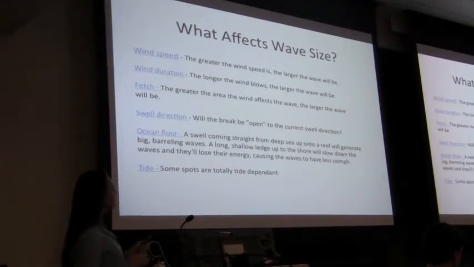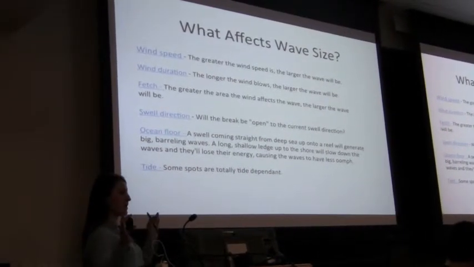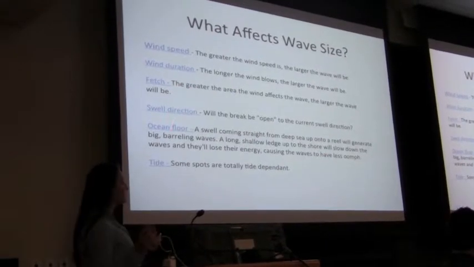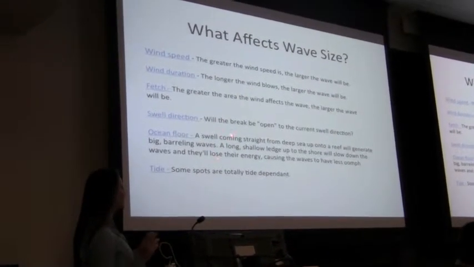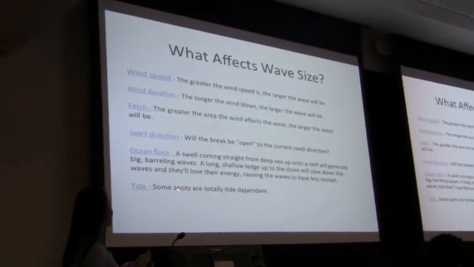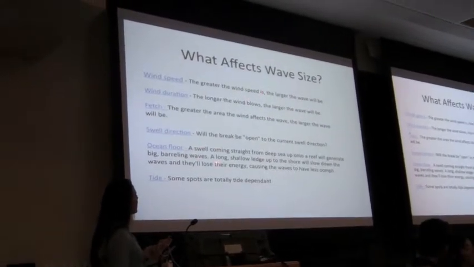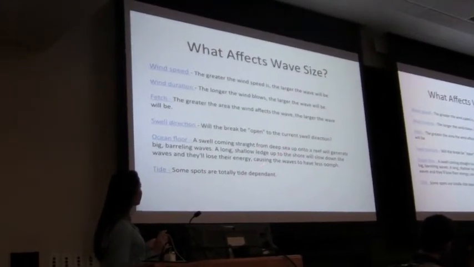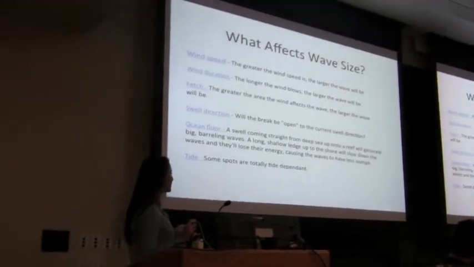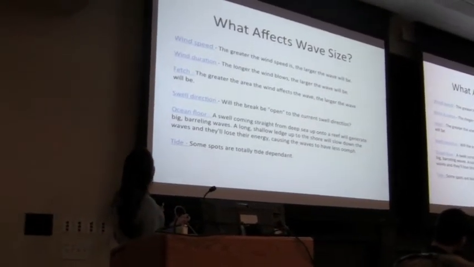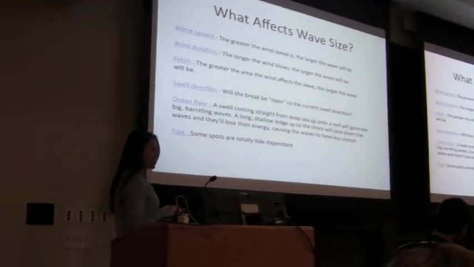Swell direction, so will the break be open to the current swell direction? The ocean floor, this is a big one. A swell coming straight up from deep sea onto a reef will generate big barreling waves, and a long shallow ledge up to the shore will slow down the waves and they'll lose their energy, causing the waves to have less speed. And then tide, so some spots are totally tide dependent.